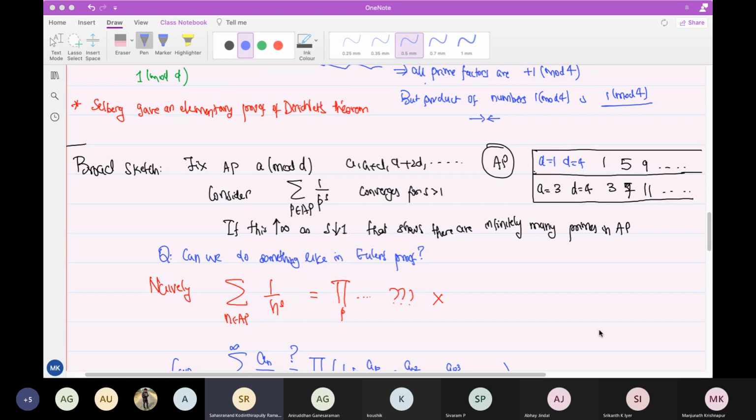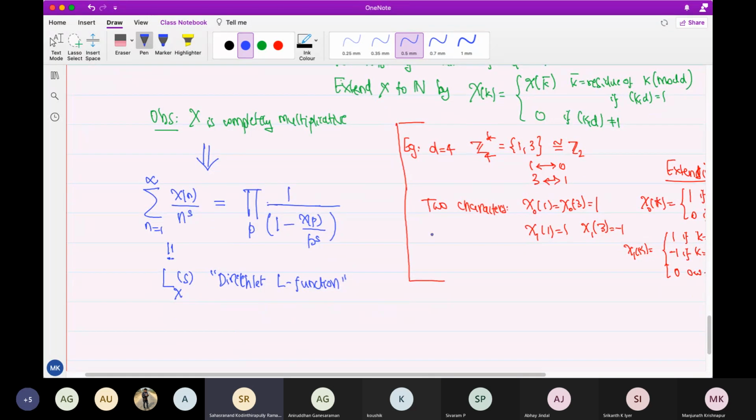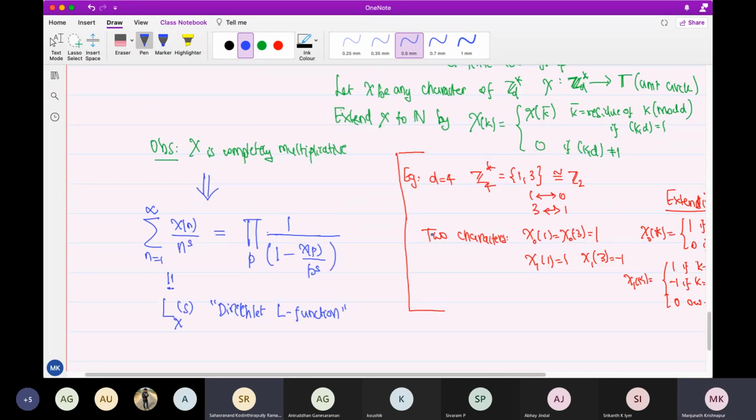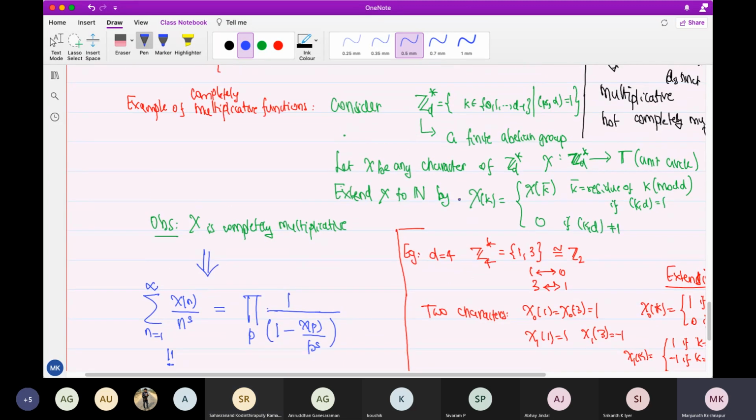Sir, we said we have two characters, right? So this is for 4. Yeah. So chi is completely multiplicative. That holds for all the characters. Yes, it holds for all characters with all D. You take any D and any character, it holds. All of them I'm now thinking as functions on integers. You fix any D, start with a homomorphism of Z_D star into the complex numbers, and extend it as a function on natural numbers. And all those are completely multiplicative. Yes.